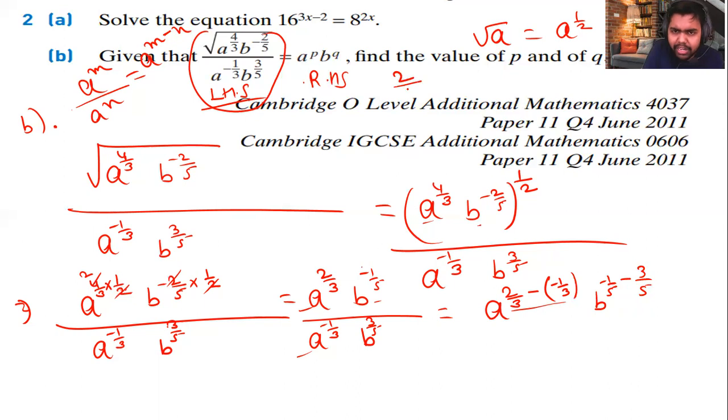So therefore, I would be writing 2 by 3 plus 1 by 3, right? The denominators are the same, so no problem. They are just going to make 3 by 3, and 3 by 3 will make 1. So therefore I have 1, a to the power 1, right? So here I'm writing it down, I have a to the power 1 like this.